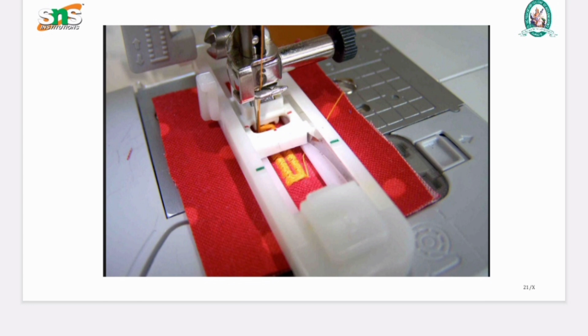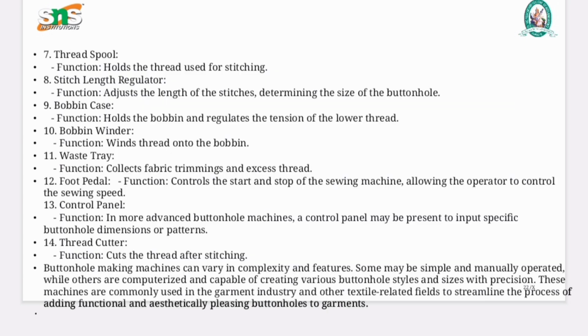Buttonhole clamp or holder holds the fabric in place during the buttonhole making process. Buttonhole guide or template provides a guide for the machine to follow, ensuring consistent and accurate buttonhole placement and size. Thread tension mechanism regulates the tension of the thread to ensure even stitching. Thread guides guide the thread through various paths to maintain proper tension and prevent tangling. Thread spool holds the thread used for stitching.